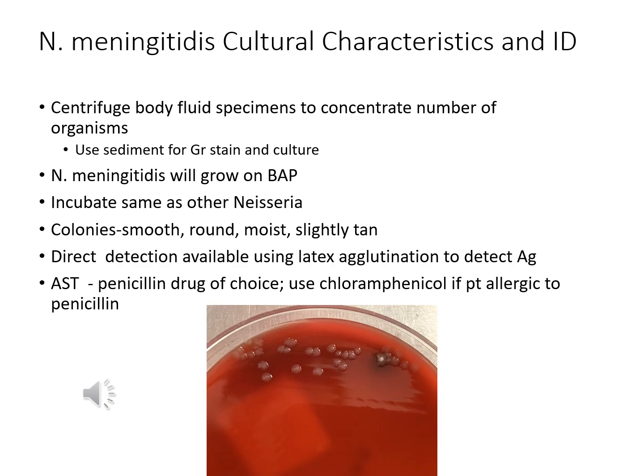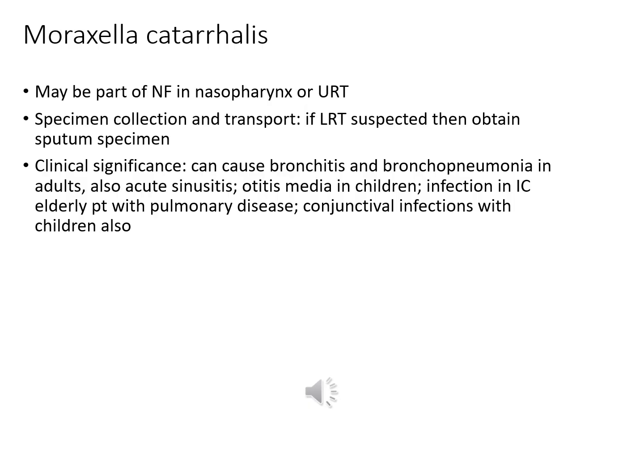Neisseria meningitidis does grow on blood agar, however, it still does like chocolate agar. Then we incubate the same as the other Neisseria, and usually with Neisseria meningitidis, we get more of a round, moist, slightly tan-looking colony growth. You can do a direct antigen detection with latex agglutination. At one time, penicillin was the drug of choice for treatment. However, if patients are allergic to penicillin, chloramphenicol can be used to treat. Now we have other Neisseria species, but typically they're not considered pathogenic or recovered.